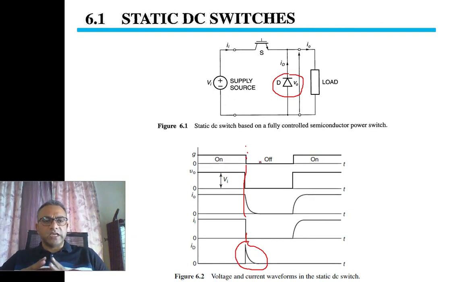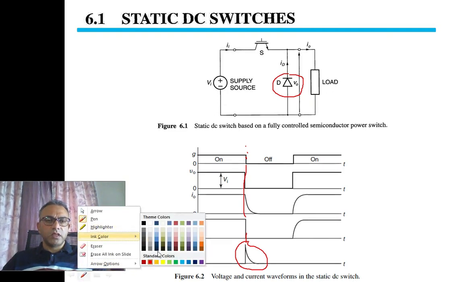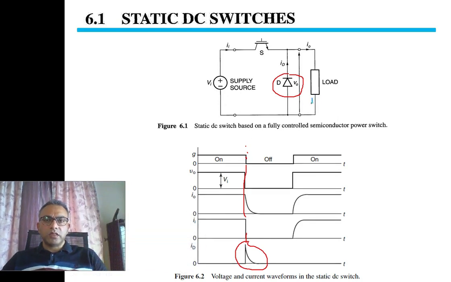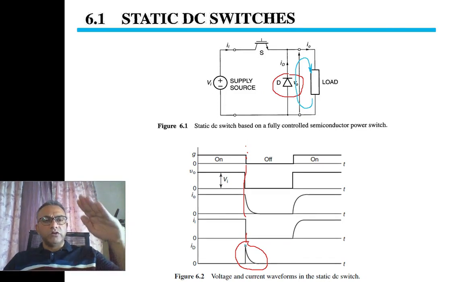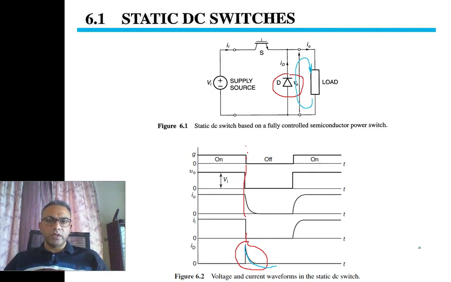The switch S is open circuit, but there is inductive current in the load, and this inductive current will now pass through the freewheeling diode, and eventually, since there is no power supply, the energy in the inductor will be lost, and this current will gradually come to 0.